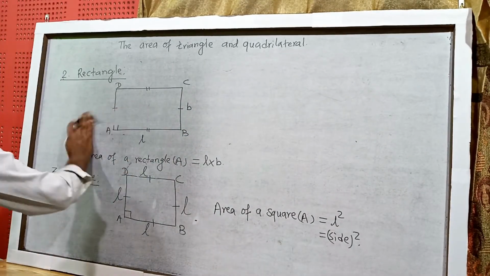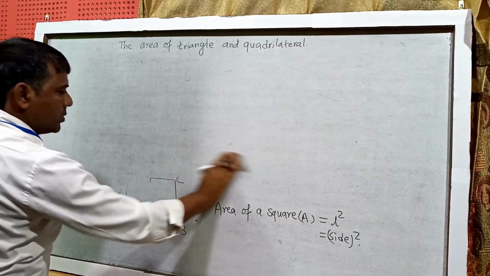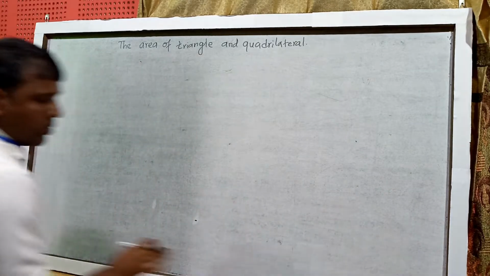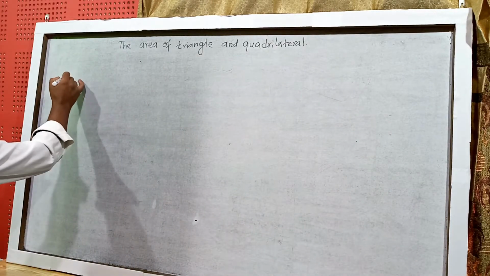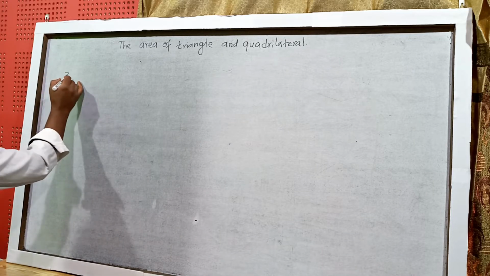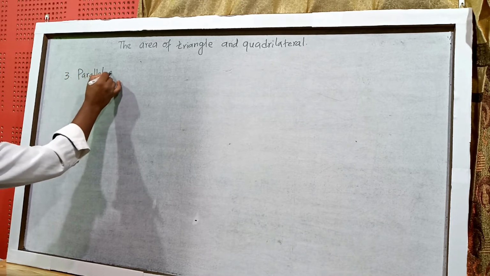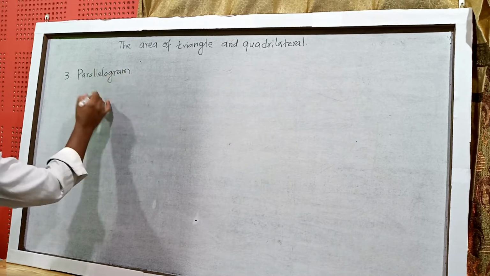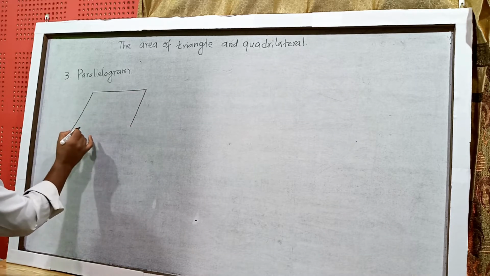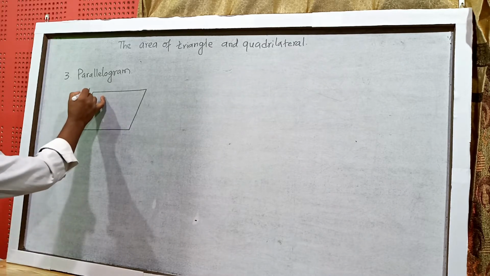Next, parallelogram. Rectangle and square are also parallelograms. Now, number 3, parallelograms. A quadrilateral in which the opposite sides are parallel is called a parallelogram.